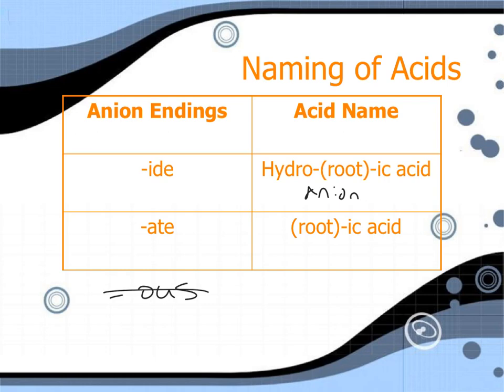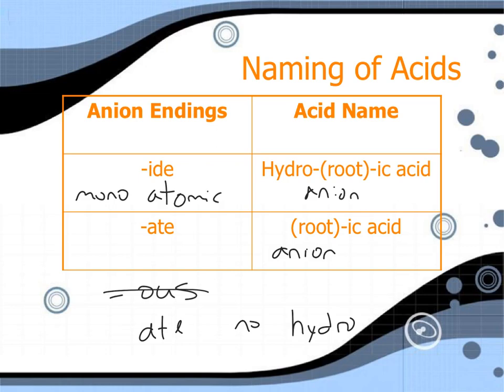Now if the anion ends in ATE, like carbonate or acetate or sulfate, then you simply write out the root of the anion again with an IC. Notice, ATE has no hydro in front. IDEs are typically monoatomic, which means that they come from the front of the periodic table, whereas ATE endings are typically polyatomic, which means that they come from the back of the periodic table.